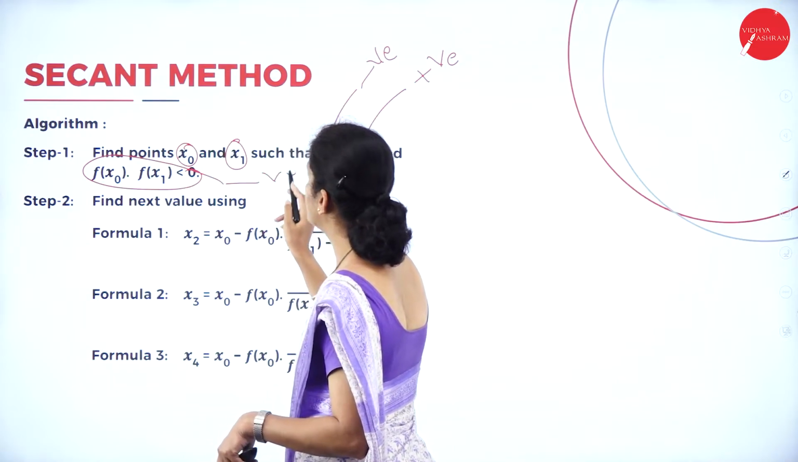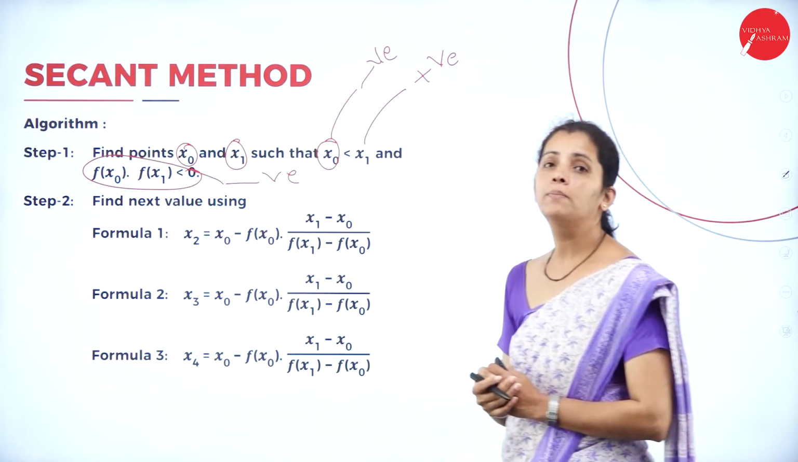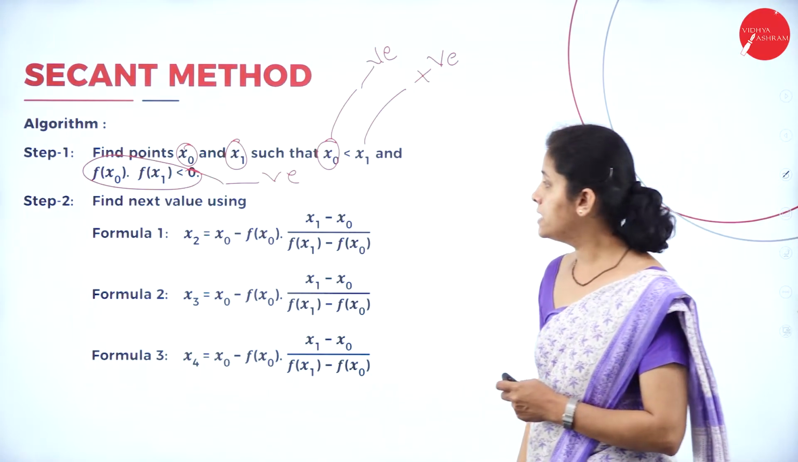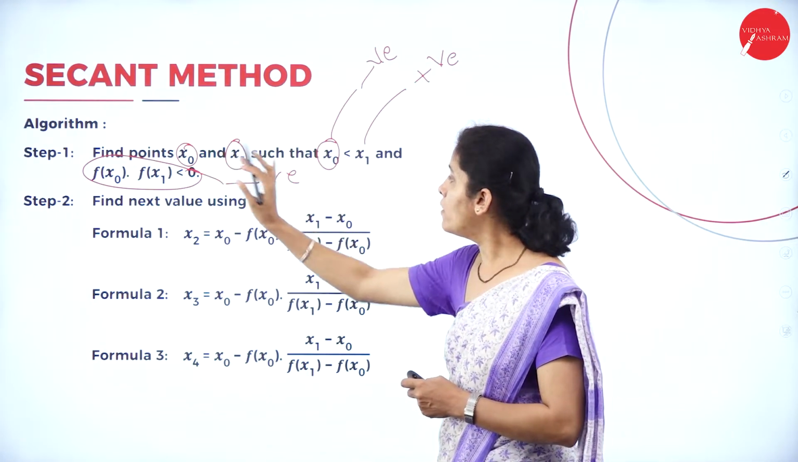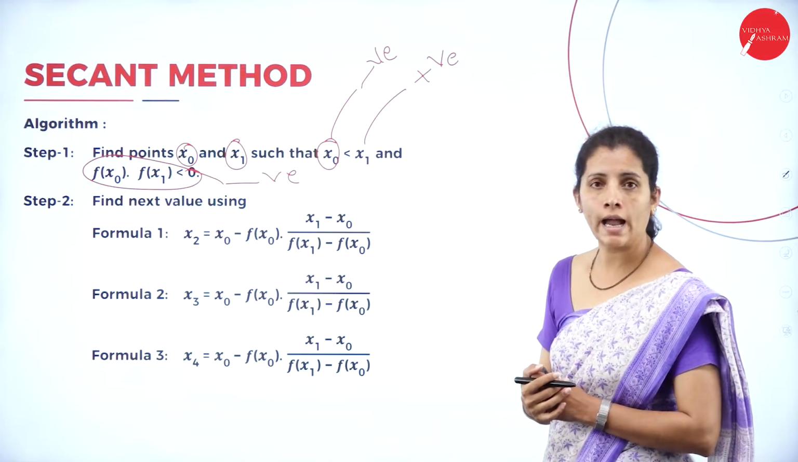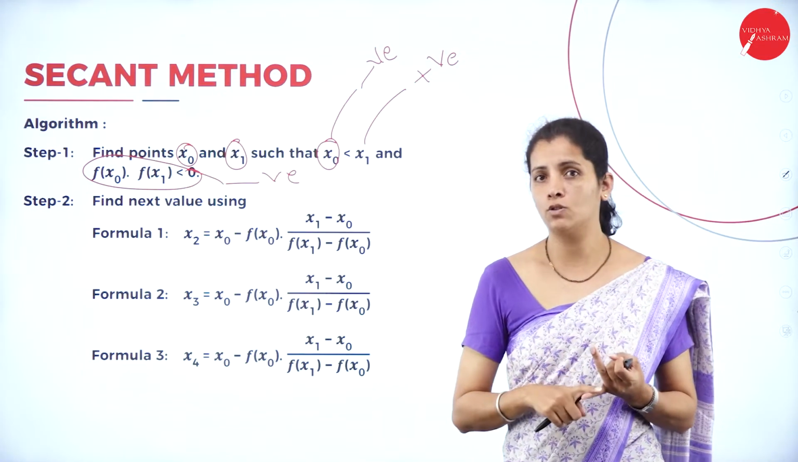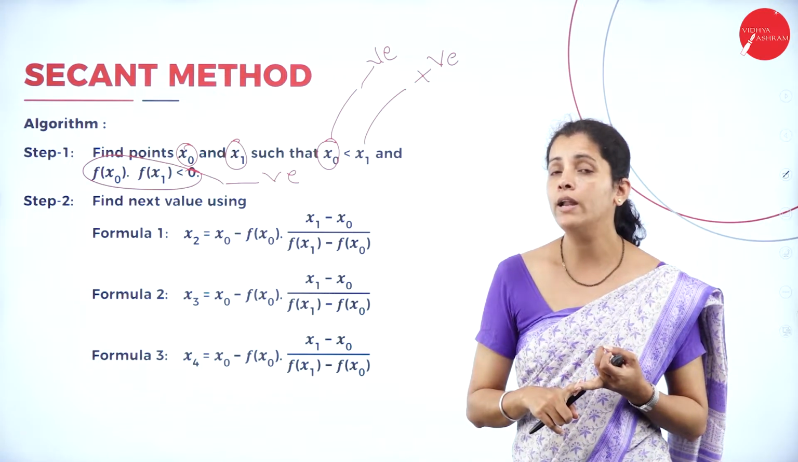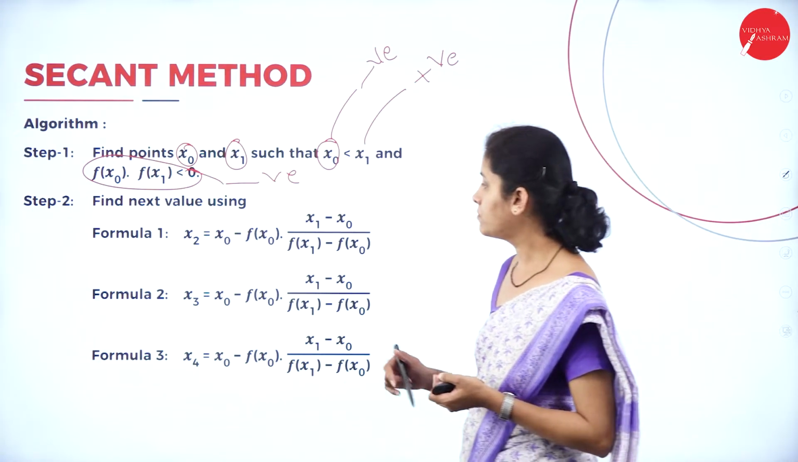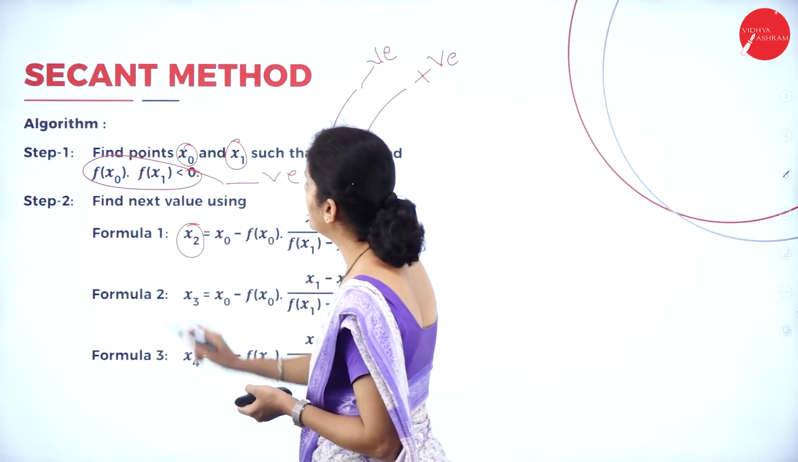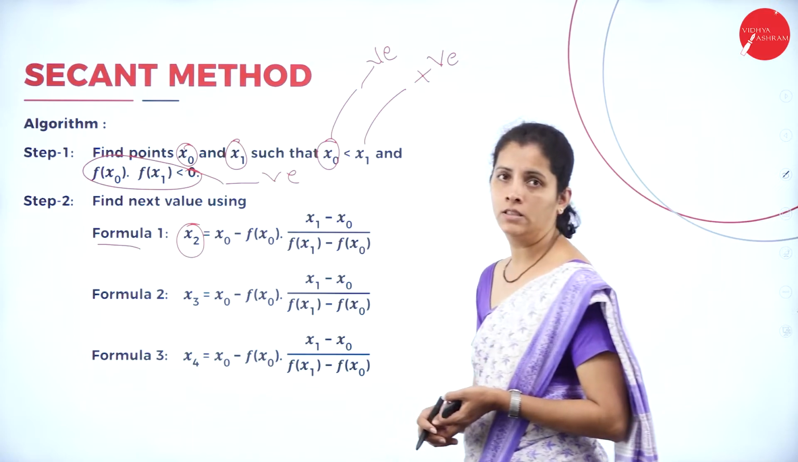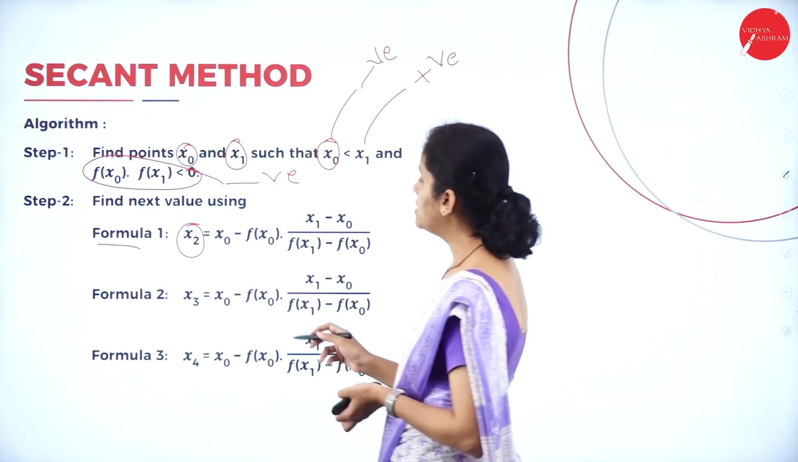So, it is negative. Now, in my second step, I have the formula. See here. So, this is all about my x0 and x1. That means I got x0 as well as x1. Now, I want to find out x2. So, this is nothing but my iteration 1. Okay. So, what is the formula?